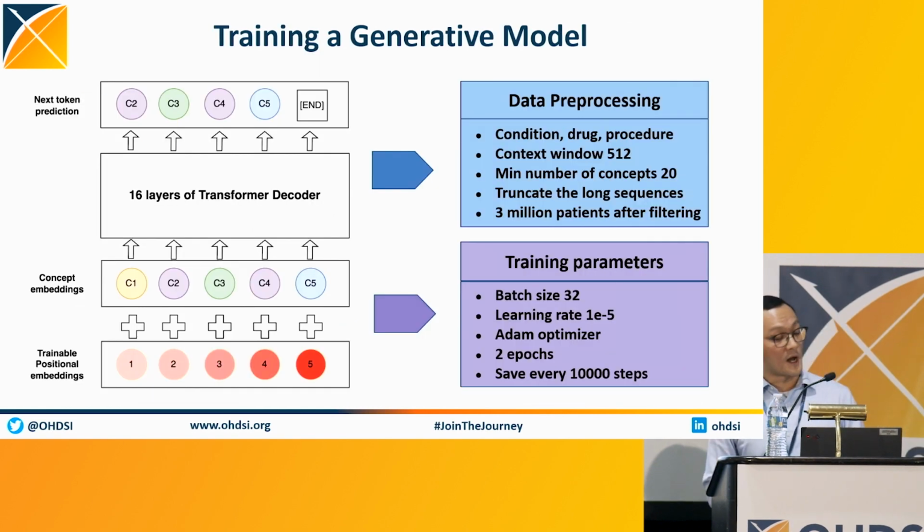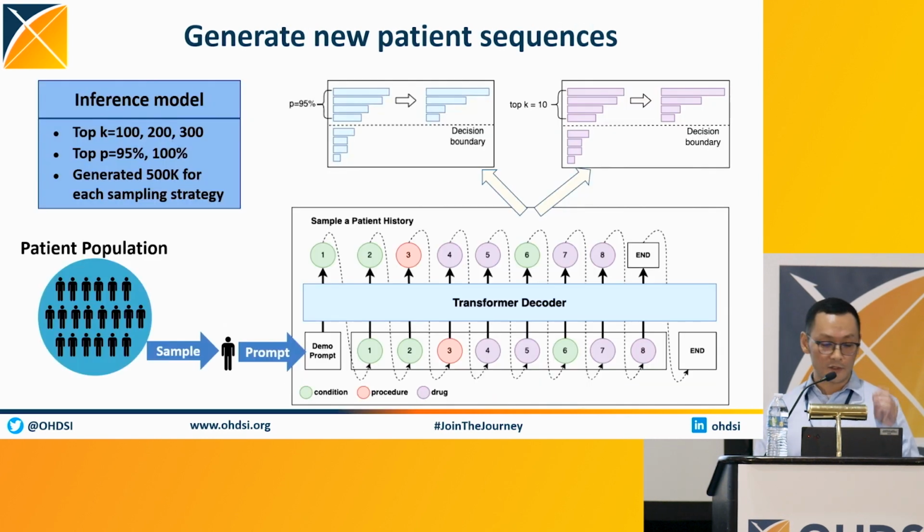So for the generative model, we use GPT due to its recent success. The key idea is to treat the patient sequences or history as if they were text documents. So at the input layer, we use concept embeddings plus the trainable positional embeddings. In the model, we use 16 transformer decoders, and we train the model using next token prediction. To generate a new sequence, we randomly draw a patient from the population and turn it into a demographic prompt and feed it into the model to autoregressively generate a sequence.